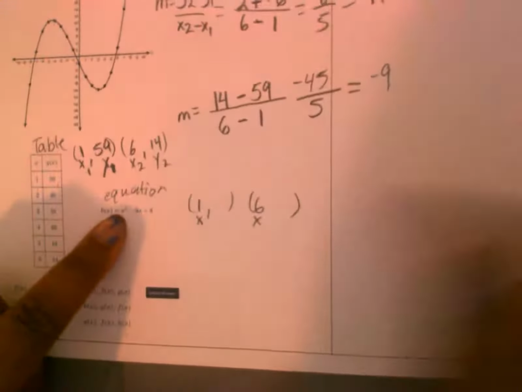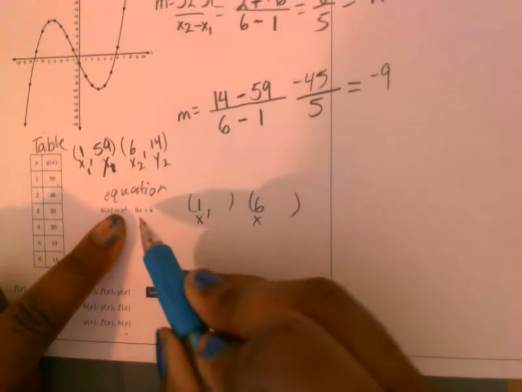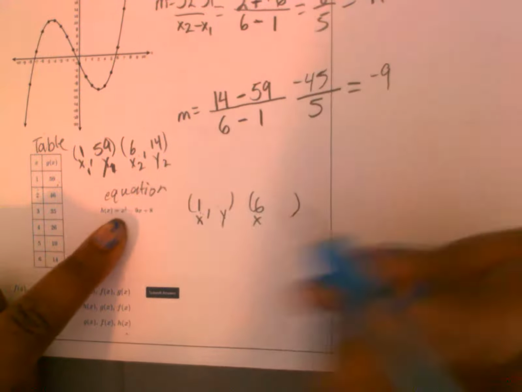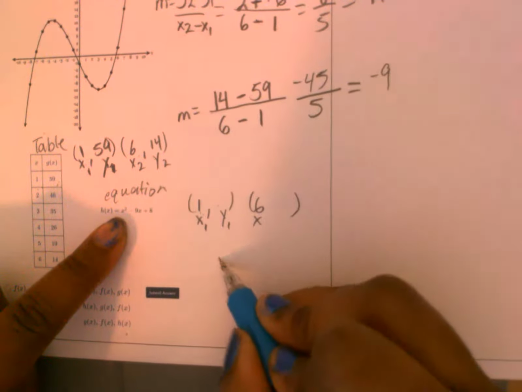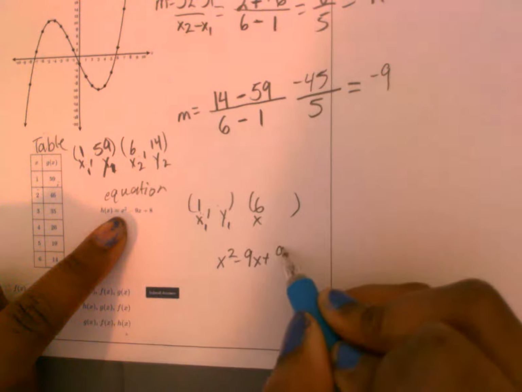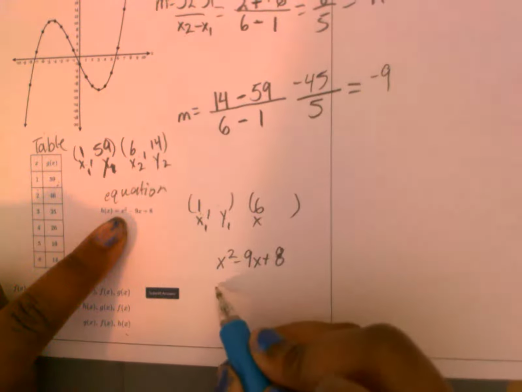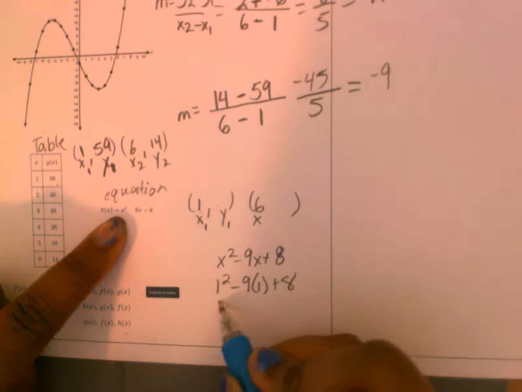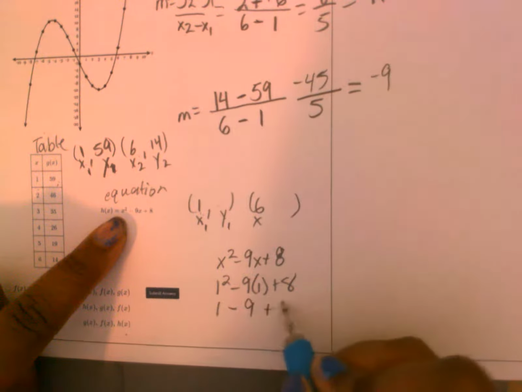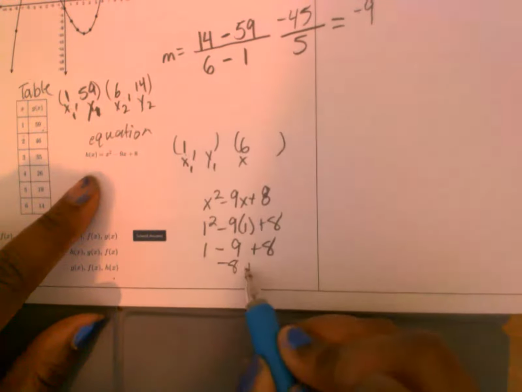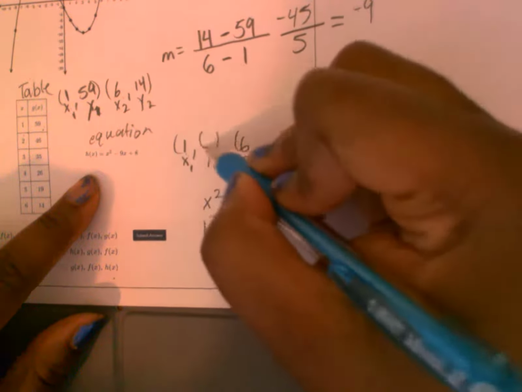So now we're going to do, this one is a little bit more work. You have to substitute, because you got an equation, you have to substitute 1 in the place of x to figure out what y is. So, okay, this is going to be x squared minus 9x plus 8. Sorry, y'all. So this is 1 squared minus 9 times 1 plus 8. So this is 1 minus 9 plus 8. So this is going to be negative 8 plus 8, which is 0. So this is 0 here.